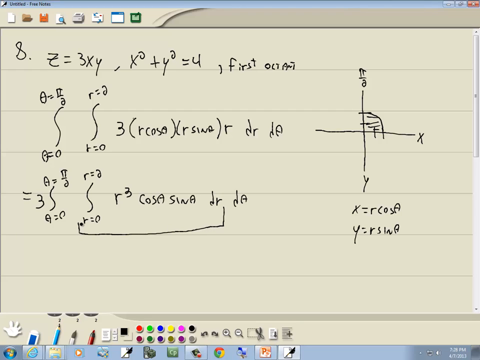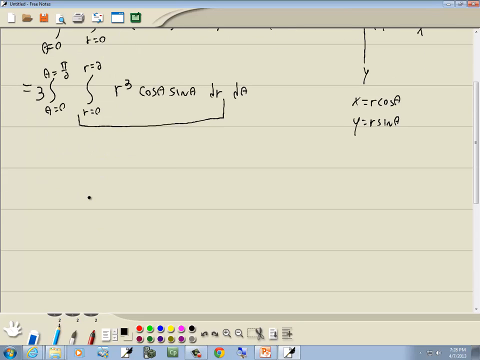Okay, so work with our inner integral first. Now cosine theta and sine theta would be considered a constant when we're integrating with respect to r. So theta is equal to 0, theta is equal to pi over 2. The integral of r to the third: add 1 to the power, divided by the new power. So we get 1/4 r to the fourth, cosine theta, sine theta, from r is equal to 0 to r is equal to 2, d theta.